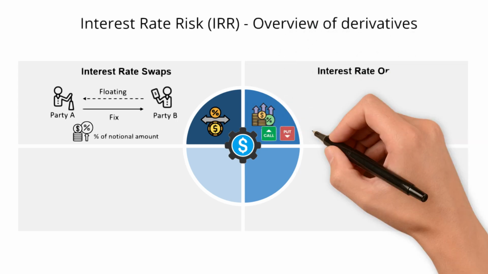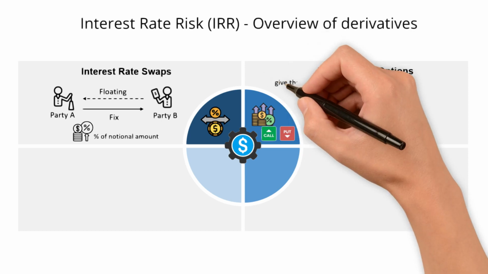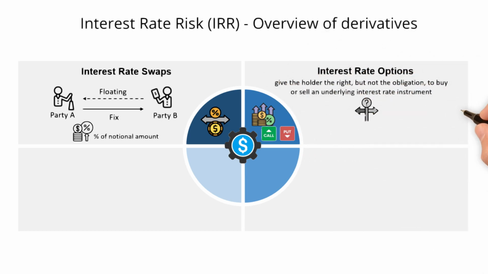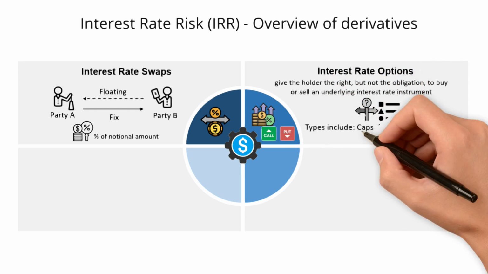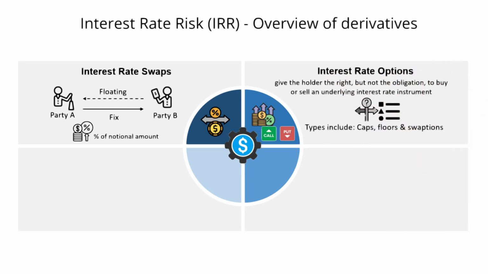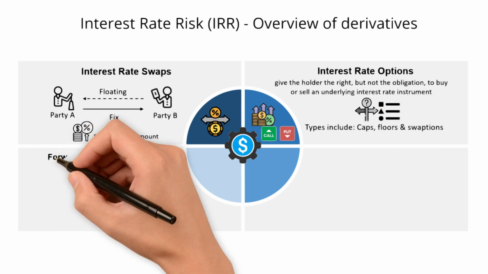Interest rate options. Interest rate options give the holder the right, but not the obligation, to buy or sell an underlying interest rate instrument at a predetermined price, the so-called strike price, on or before a specified date, the expiration date. Common interest rate options include caps, floors, and swaptions, options on interest rate swaps.